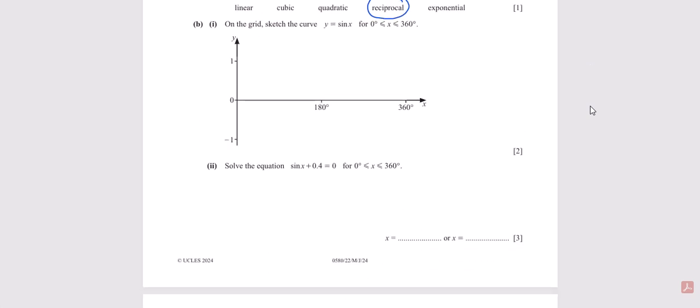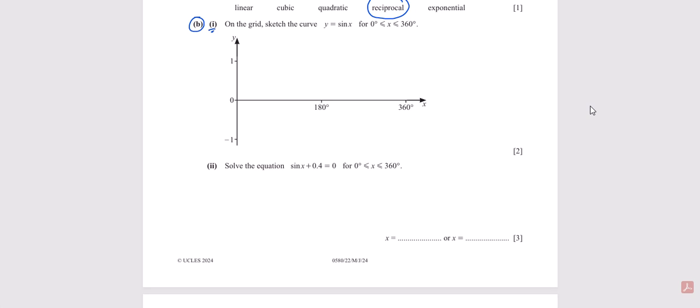Question number 22, part A. For each sketch, put a ring around the correct type of function shown. So the first function is like this. This diagram shows a cubic form, so circle this one. And the second one is reciprocal. So this one is a reciprocal diagram.